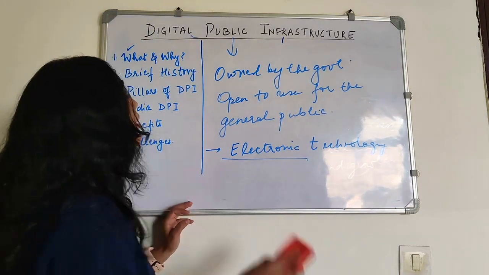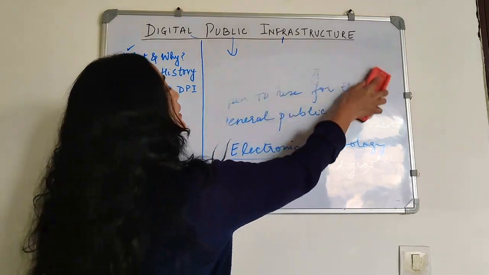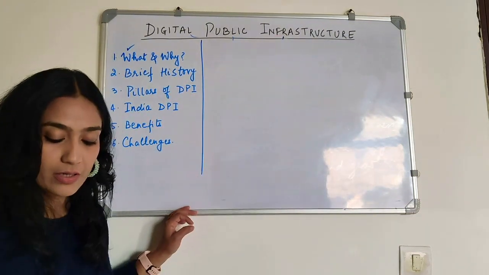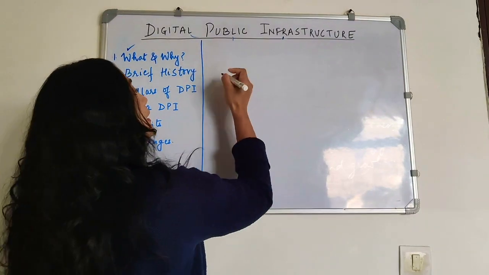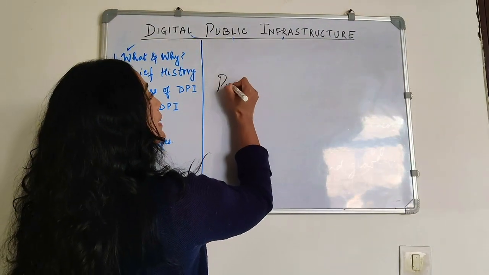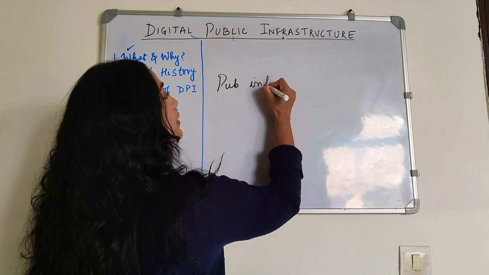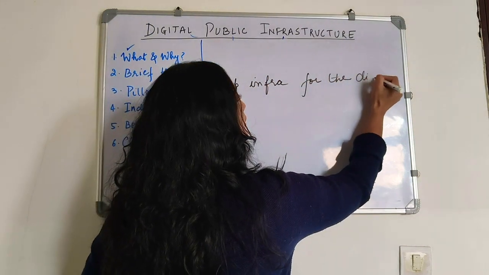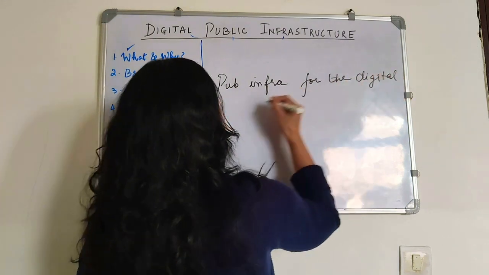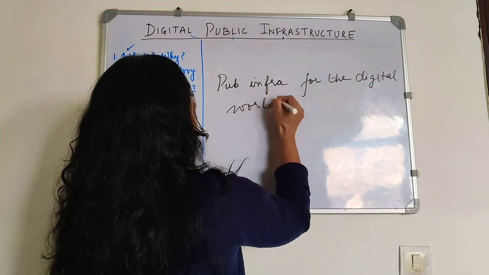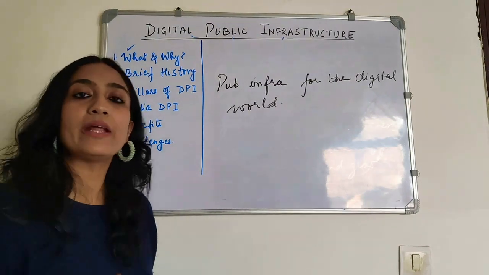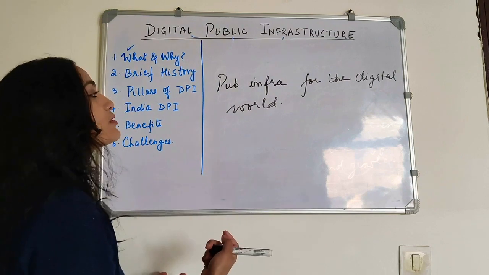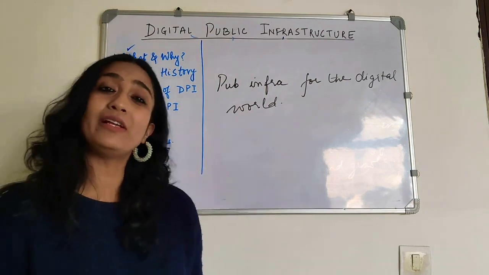Alright, so now when we combine the three terms, digital, public and infrastructure, the meaning becomes clear. DPI means public infrastructure for the digital world. It is the foundation of the digital economy. Now, the next question that arises is why do we need it?